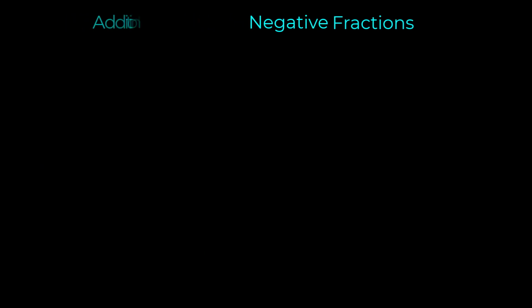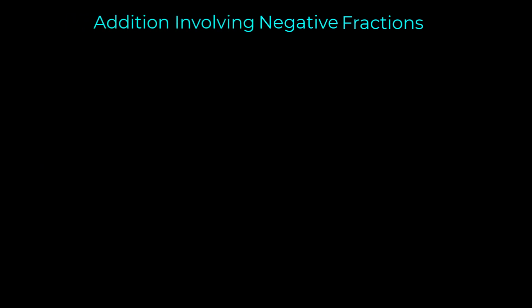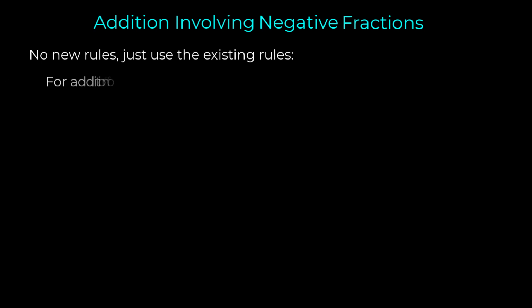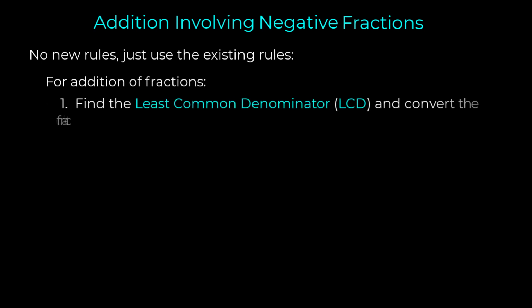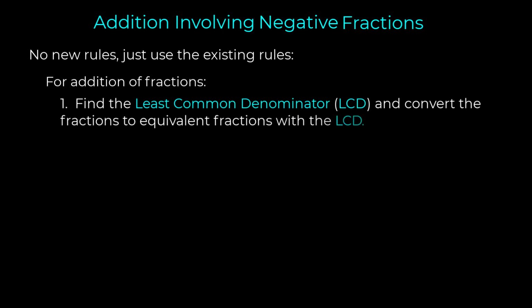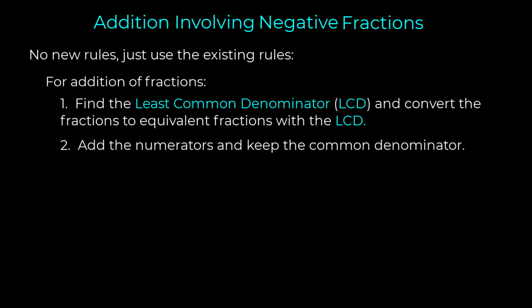Let's talk first about addition involving negative fractions. Remember that we don't have new rules. We just have to combine both the rules for adding negative numbers and the rules for adding fractions. Let's review those rules. For addition involving fractions, we have to find the least common denominator between the two fractions and convert the fractions into equivalent fractions with that common denominator. Then we add the numerators and keep the common denominator.